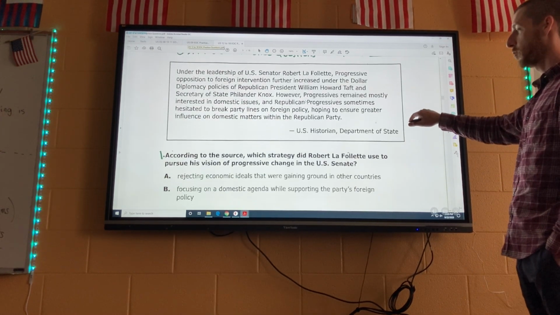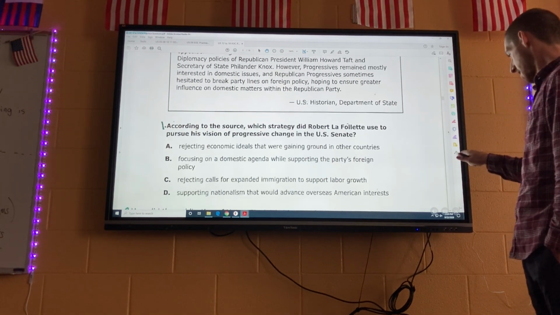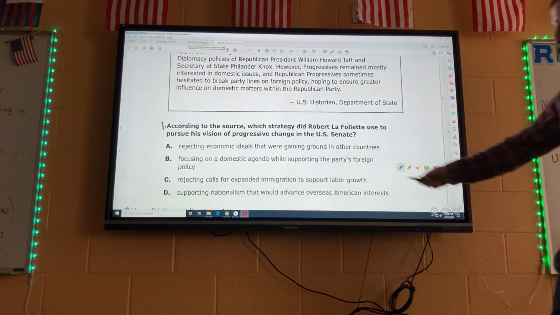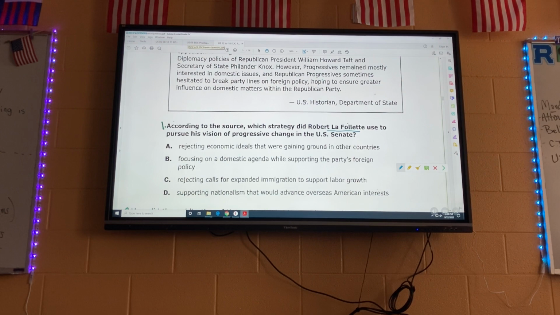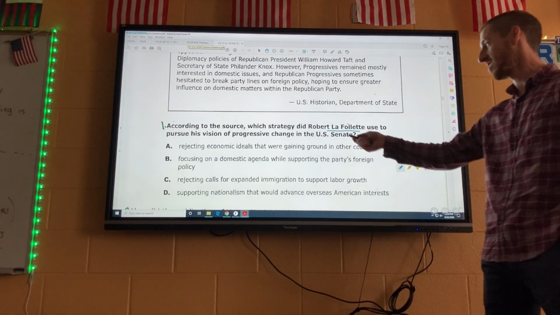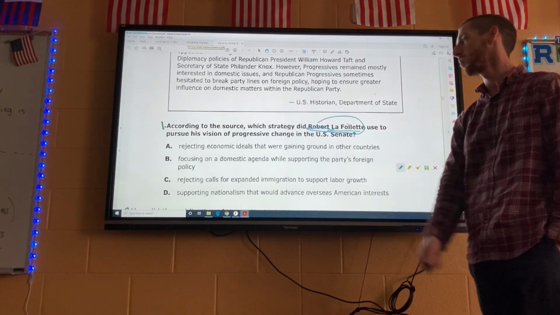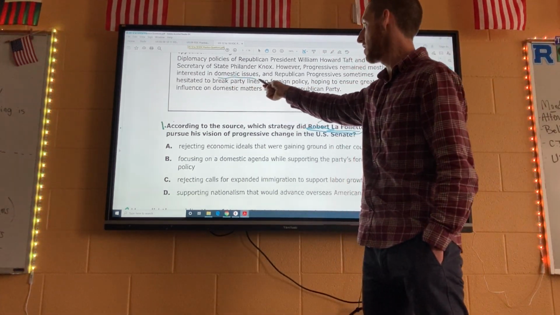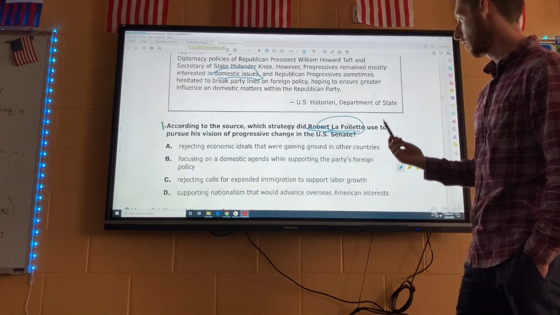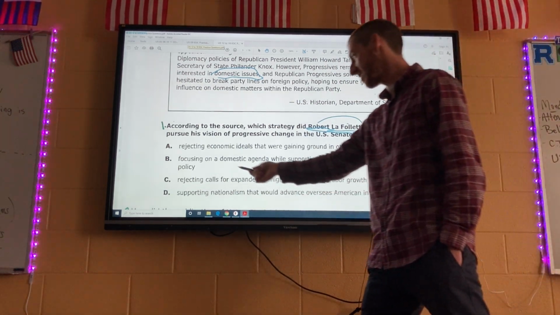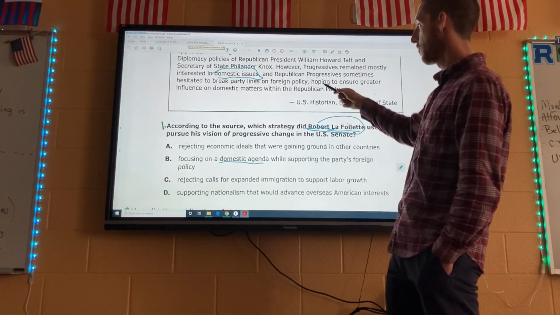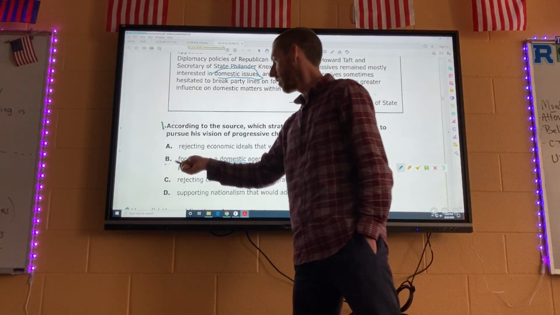US 14 is going to be, I believe, the muckrakers and the progressive idealists, so the guys who have the new ideas. And Robert La Follette is another one. He comes up with this idea of a direct primary. Now, this is kind of a tough question because it doesn't actually have much to do with Robert La Follette and the direct primary. But if you read it, progressives are mostly interested in domestic issues. So there's only one answer down here that says domestic, and it's actually the right answer, focusing on a domestic agenda while supporting the foreign policy. So there you go. 1 is B.